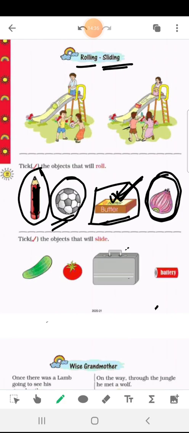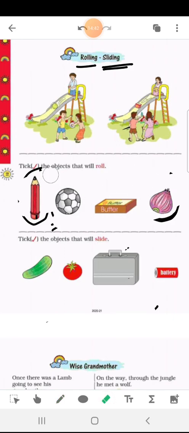So from here you have to take the objects which will roll. So which will roll, students? This pencil will roll, the ball will roll, and this onion will roll. So this will be the answer here.